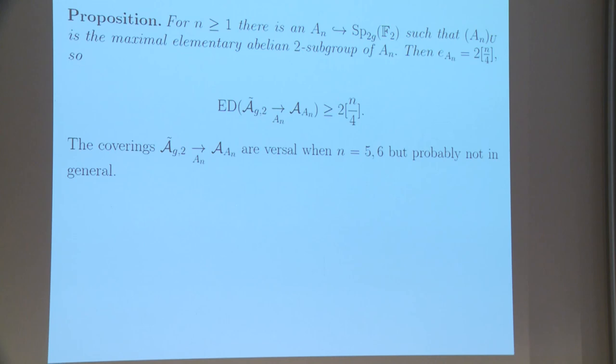This is just a remark that these coverings turn out to be versal when n is 5 and 6, but probably not in general. Versal means that they're the most generic kind of coverings. In the literature, there were methods for computing the essential dimension of versal coverings, but in general these are probably not versal, so it's a new result to be able to compute their essential dimension. People have already worked on the essential dimension of AM.